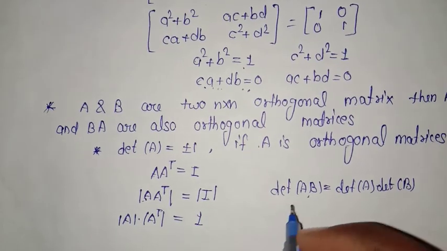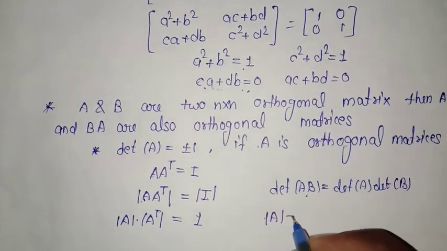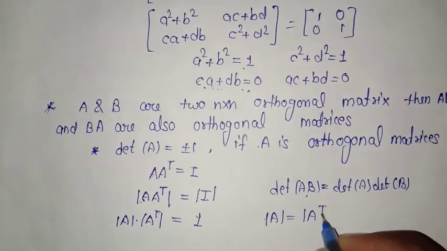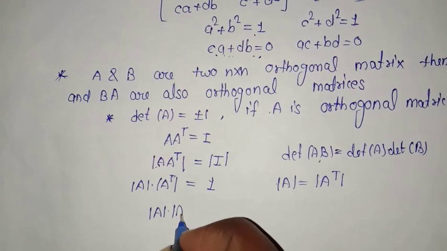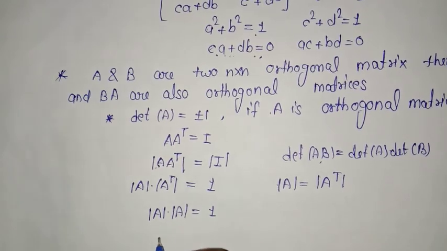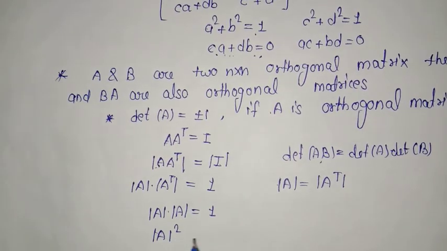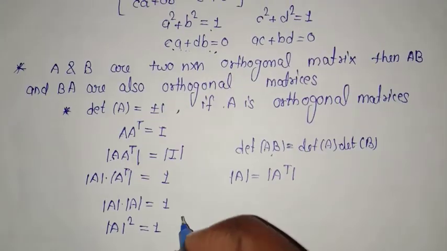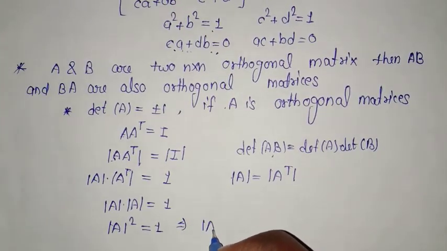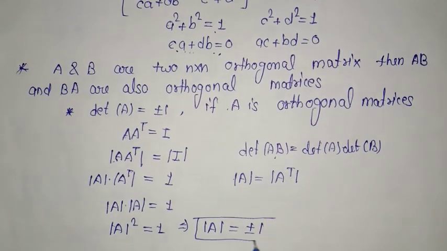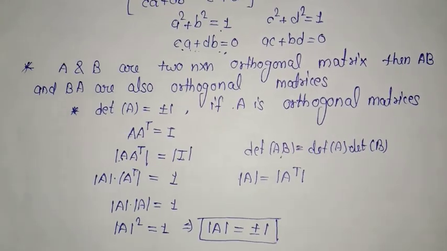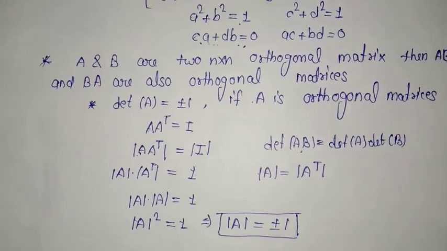Now we also know that the determinant of A is equal to determinant of A transpose. So we can write from here that determinant of A into determinant of A is equal to 1. So we can write determinant of A square is equal to 1, and if I solve it, this becomes determinant of A is equal to plus minus 1. And that's the value of the determinant of an orthogonal matrix.